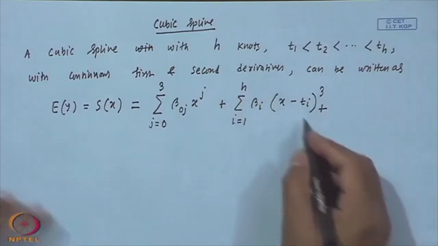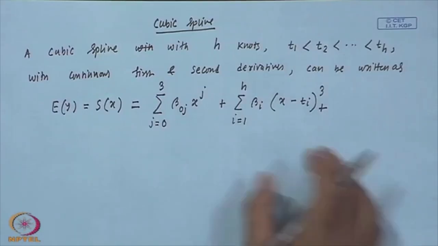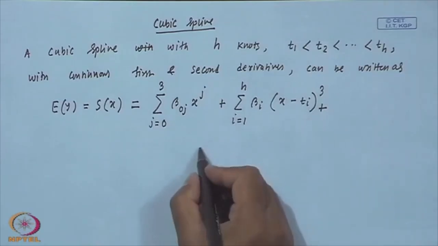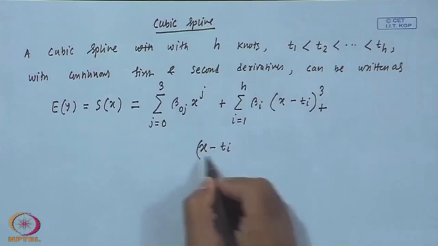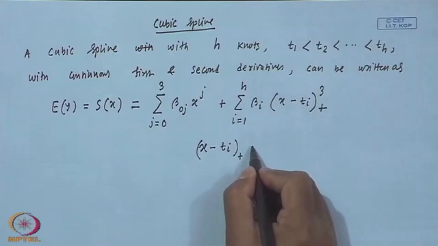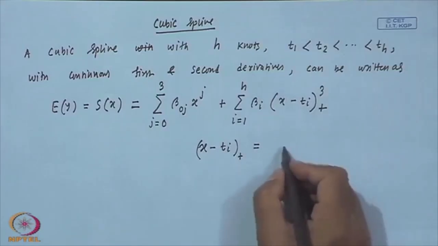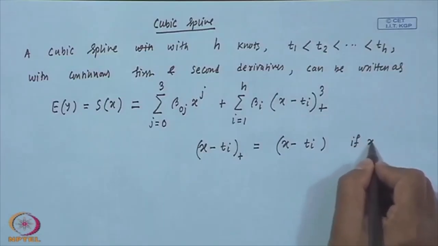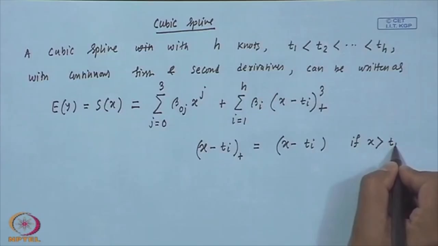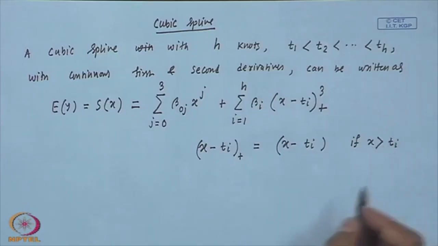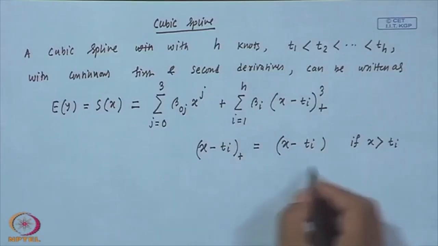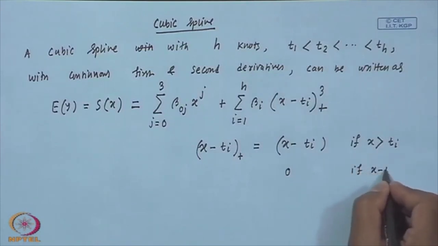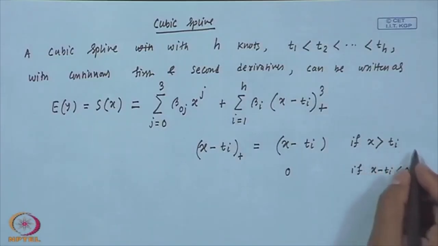Do not worry, I will explain all of this right now, and I will also illustrate it using an example. So, what is this function (x minus t i) plus? This is the notation which stands for this function being equal to x minus t i if x is greater than t i, that means, if x minus t i is greater than 0, and 0 if x minus t i is less than or equal to 0.